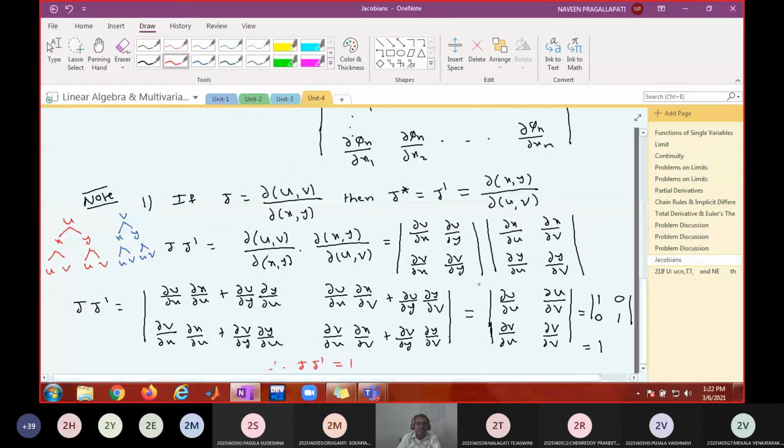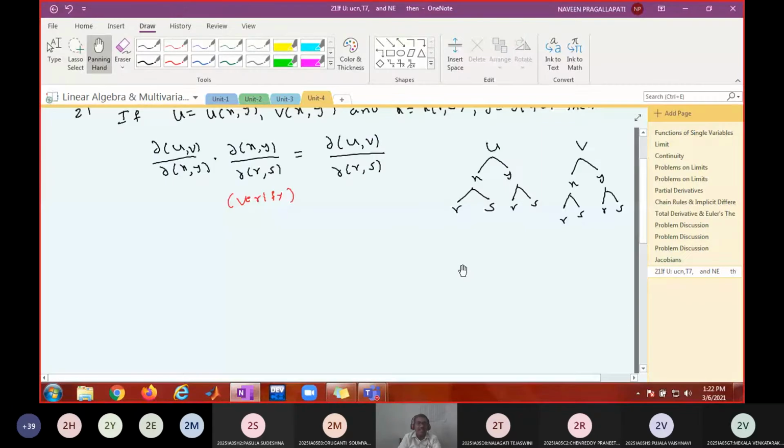Similar to that of this discussion. Multiply and see that you are getting the right hand side. So these are the two chain rules on Jacobian.